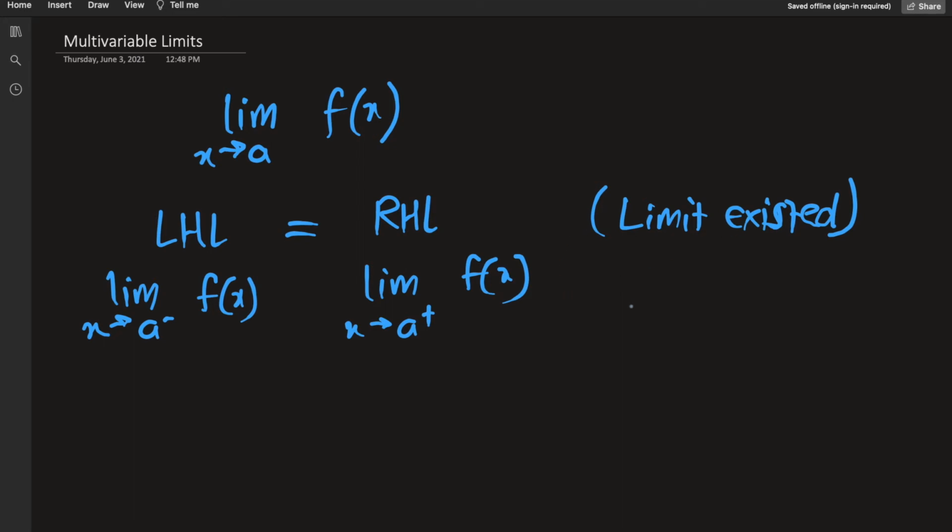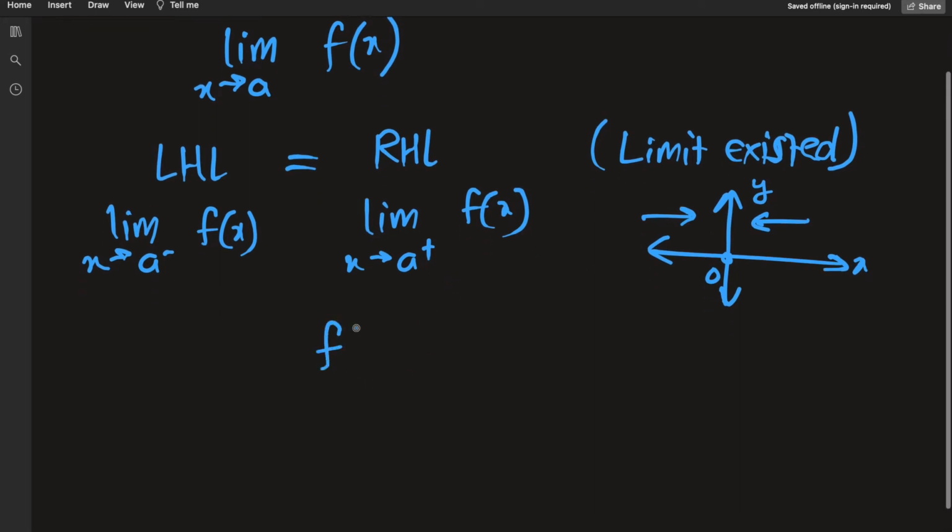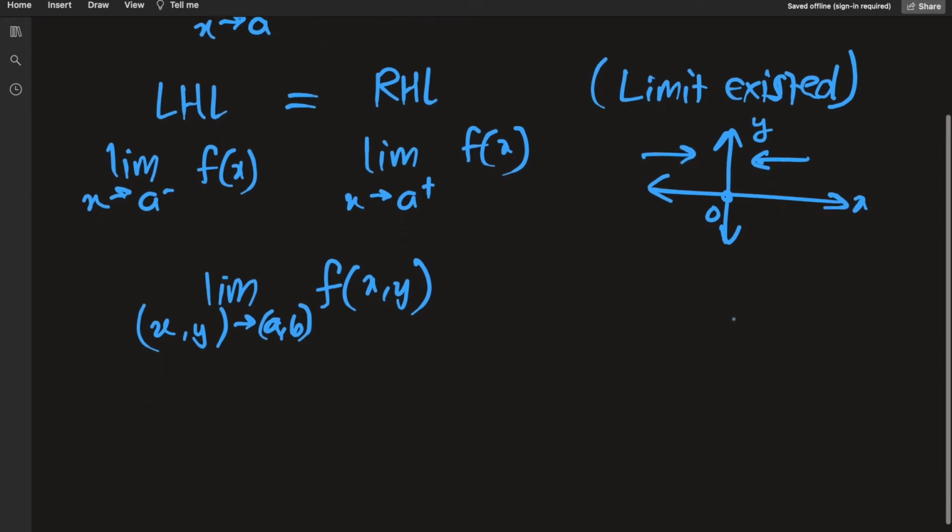Well, this was the logic because there were just two directions of approach, the positive x or the negative x direction, assuming we're calculating our limit at 0. There was no other direction because we were constrained on the x-axis. But in the case of multivariable functions, something like x, y tends to a, b, for example, instead of just having these two directions of approach, well, you definitely have those two directions.